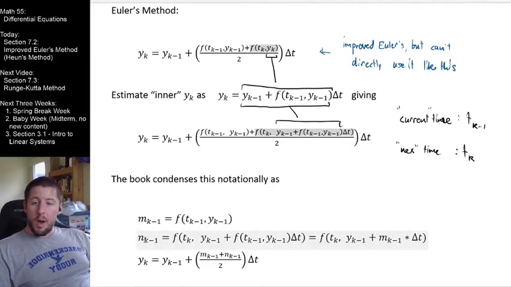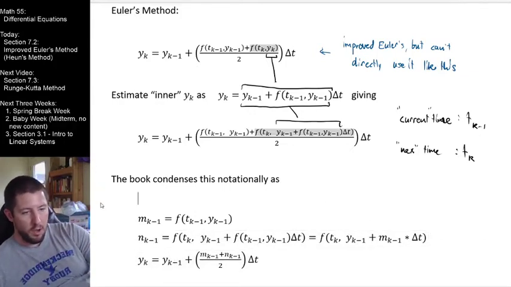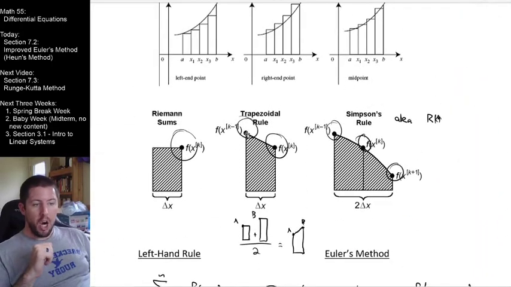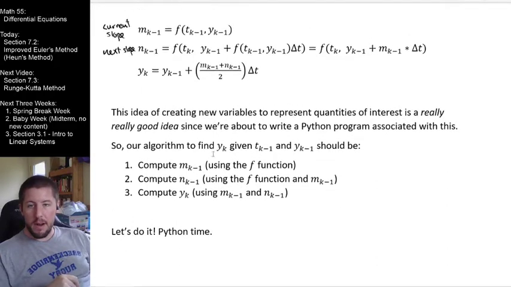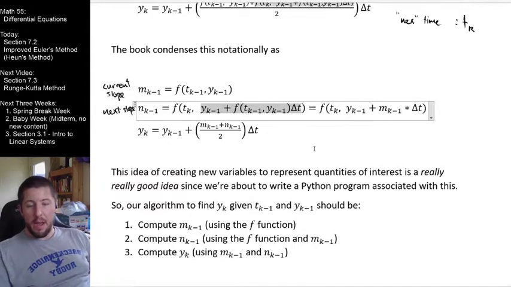We also want a different slope, though. This is our slope at our later time. This is like our current slope and our next slope. We're averaging those two. It's just like with our trapezoid method up here. We took our current location plus our next location divided by two. Those were heights. We're just averaging slopes instead of heights. So we're going to compute n sub k minus 1. And notice that this is really t sub k, y sub k, except y sub k is estimated by Euler's method.